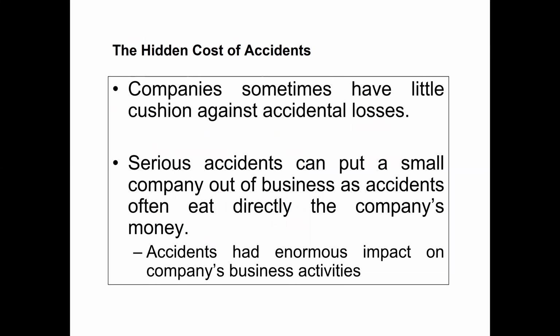Companies sometimes have little cushion against accidental losses. When they face these accidents, a serious accident can put a small company out of business, as accidents often eat directly into the company's money. Accidents have an enormous impact on the company's business activities. Because uninsured costs are too much, these accidents sometimes eat all the profit of the company, all the savings of the owner. So companies sometimes go bankrupt and go out of business. We need to understand that there is a lot of hidden cost of accidents, and we should avoid those accidents.